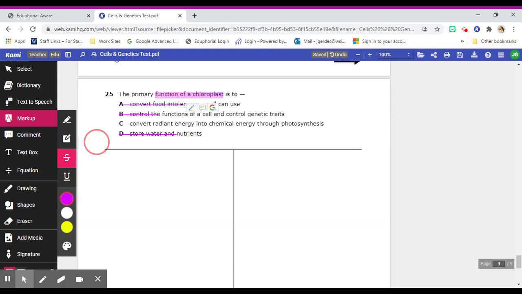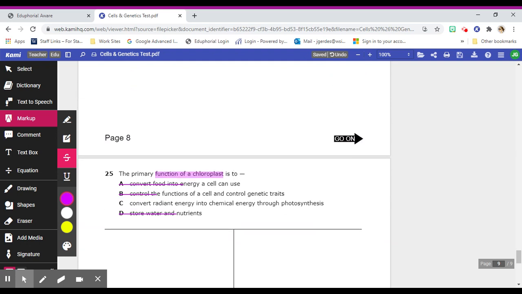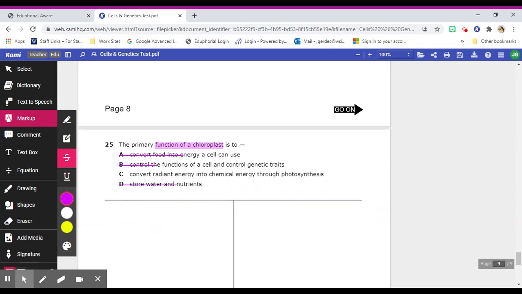So 25 was C. Make sure you read through all your answer choices, even though the first one maybe you thought it could be, because we said it's a green kitchen, but C was a much better choice because it's converting radiant energy to chemical energy and it's doing photosynthesis. Okay, that was your test. So hopefully you can do your retake now.